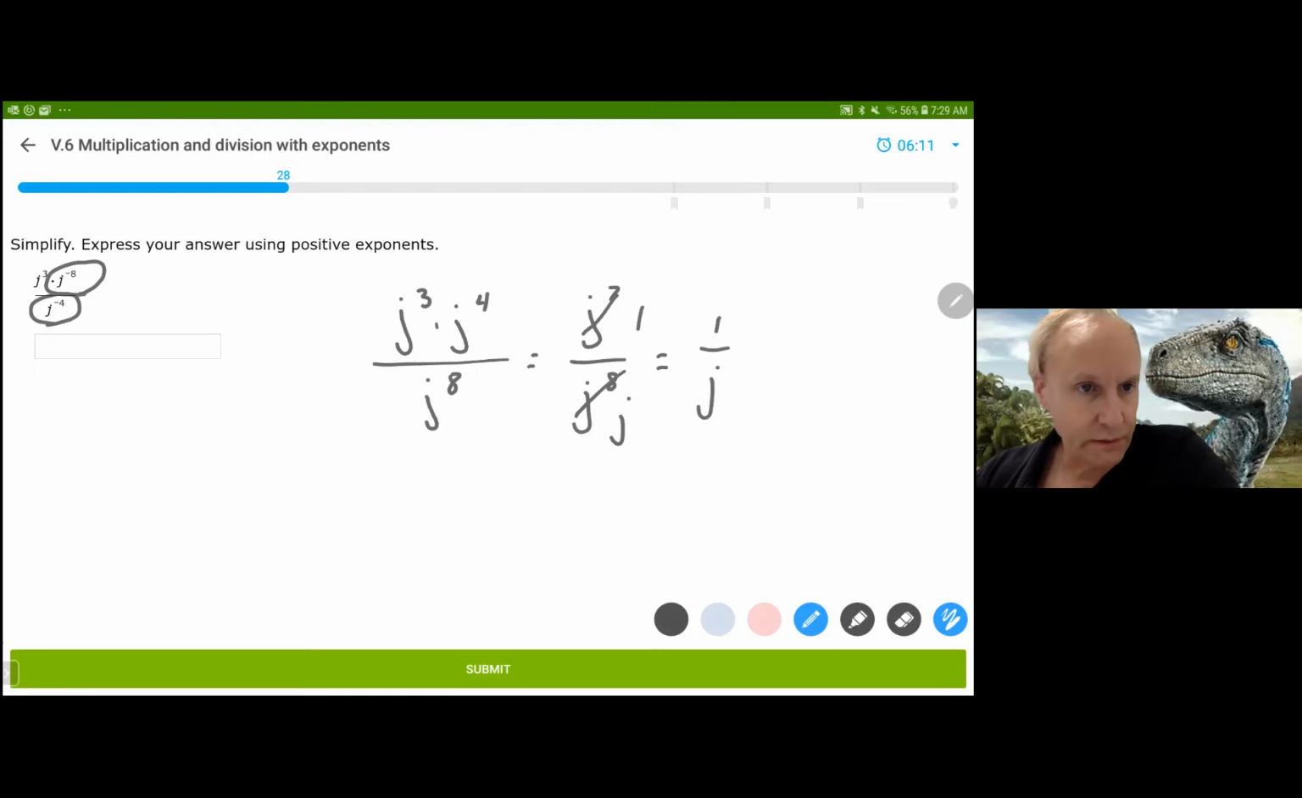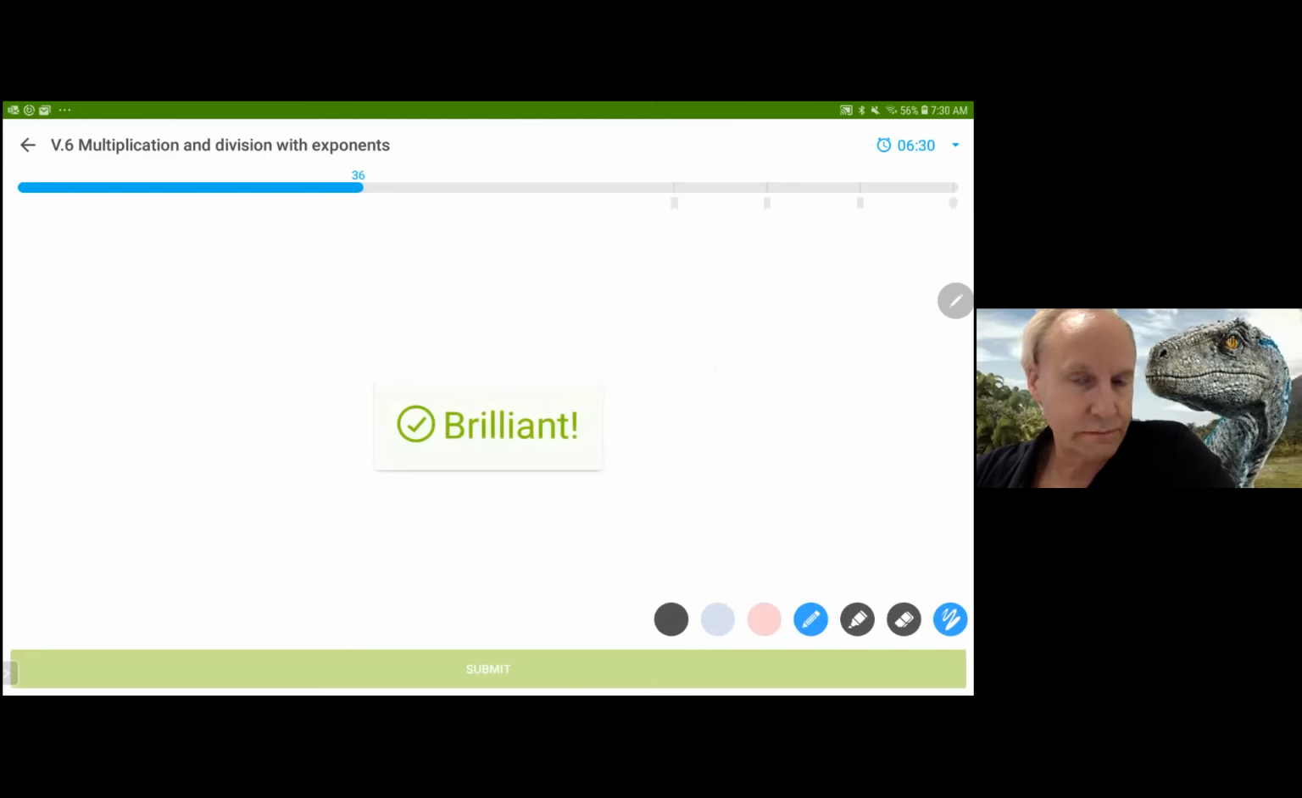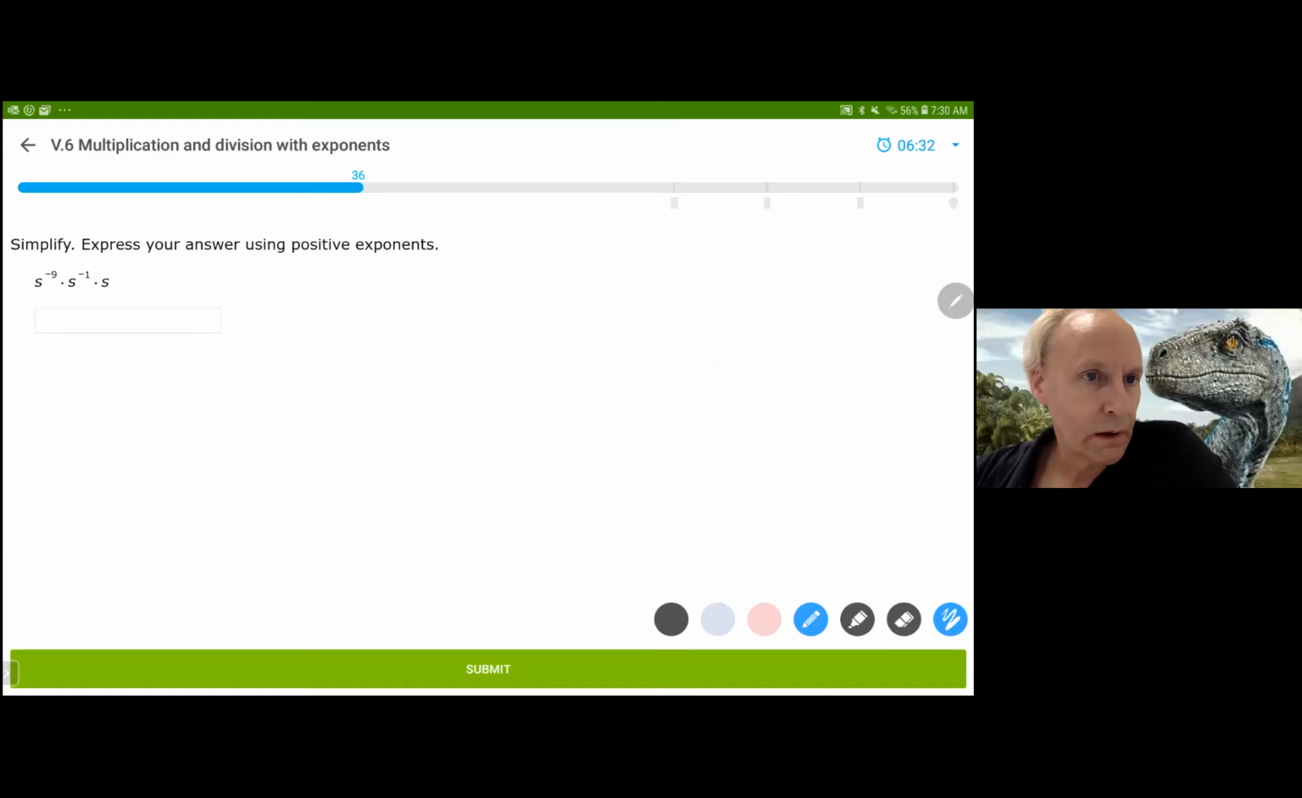Again, it's up to you how you do this, and there is more than one way to do these. A good idea, if it's a really complicated expression, is to do it two ways and make sure you get the same answer both ways. So there you have it, 1 over j. I could put the 1 on it if I wanted to, but it's not necessary, of course.